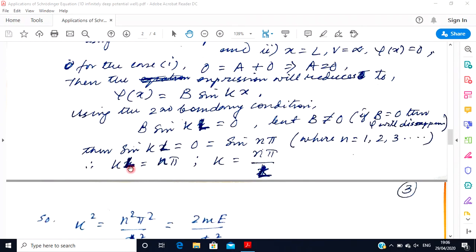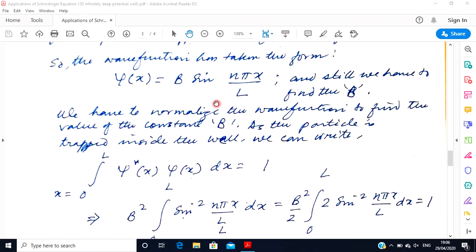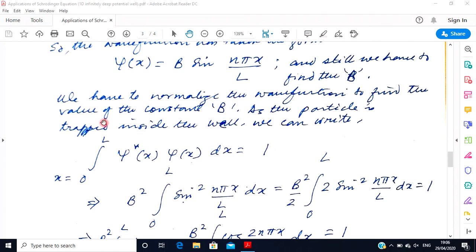Just putting the value of k here, this is b sine n pi x by L. We are putting the value of k here. Okay, so now we still have to find the b. So how to find the b? To find the b, we have to normalize this wave function.